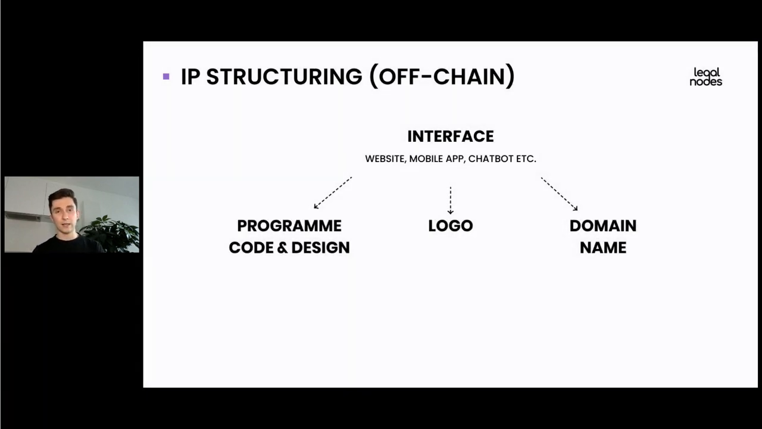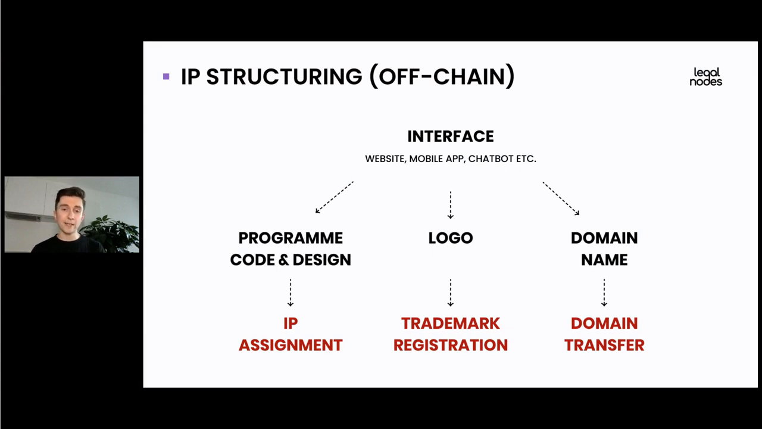And the best way to approach the IP structure of the off-chain part is to split these off-chain interfaces into different parts and then define which type of IP protection or IP transfer might work best for each of these parts. If we speak about a website or mobile app, we can generally say that each of these types of interfaces might be divided into different parts like source code, design, logo, brand, domain name, database, etc. And each of these parts of the interface might have its own type of IP protection.